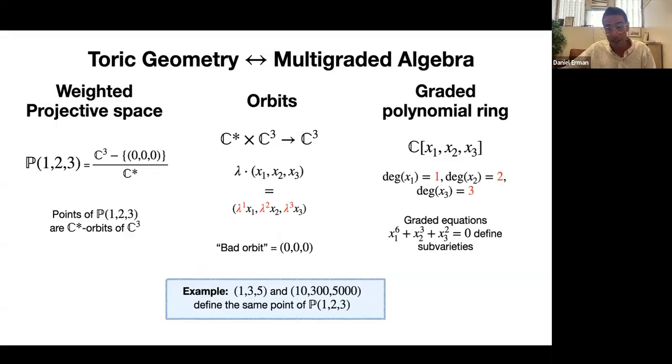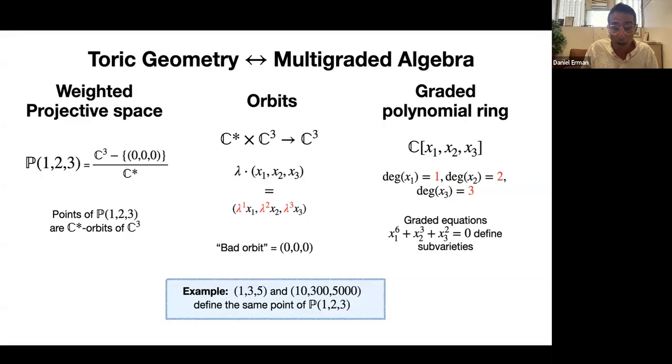On the algebraic picture, what I get is a graded polynomial ring where the degrees of the variables match the exponents. So if I want equations whose vanishing locus is well-defined on orbits, then the natural thing to do is grade the variables as I've done it, 1, 2, and 3, and then look at homogeneous coordinates in this non-standard grading.